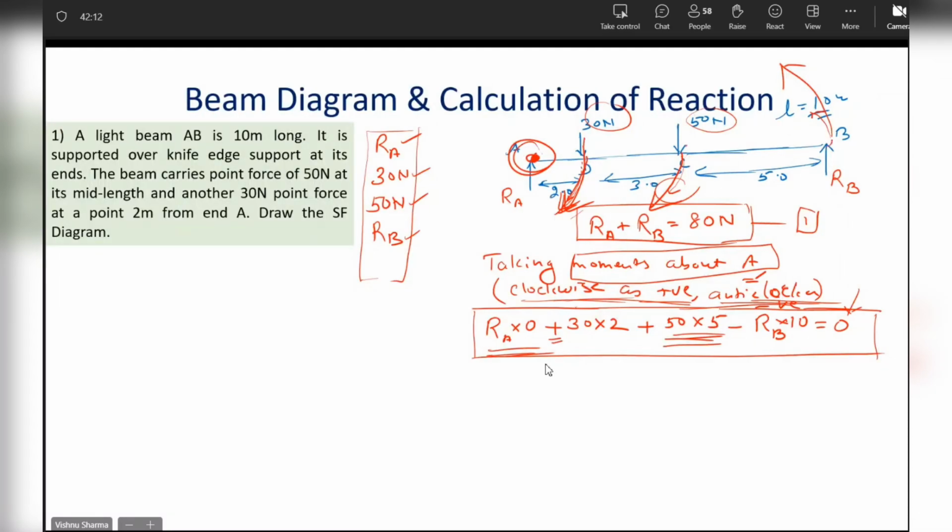And RB is causing an anti-clockwise movement because RB is acting upwards. It's causing an anti-clockwise movement. So we have taken minus, and it is RB into 10 because the distance or the lever is 10 meters for RB. From which point? From the point about which we have started calculating the moments. Yes or no, beta? Yes.